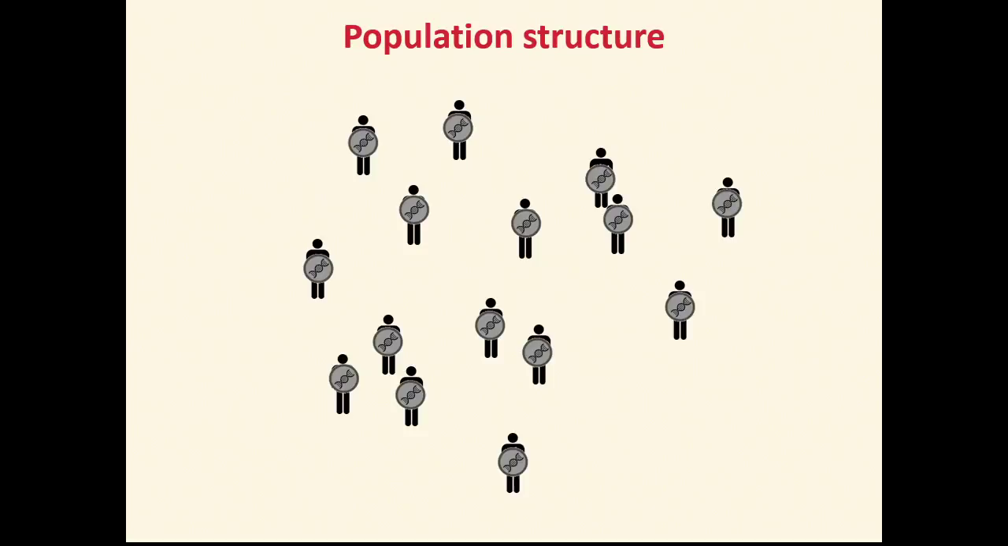What we would like to be able to do is to use this genetic information in order to understand how the population is structured. For example, we would like to know if we can partition the population into biologically meaningful groups based only on the genetic information.